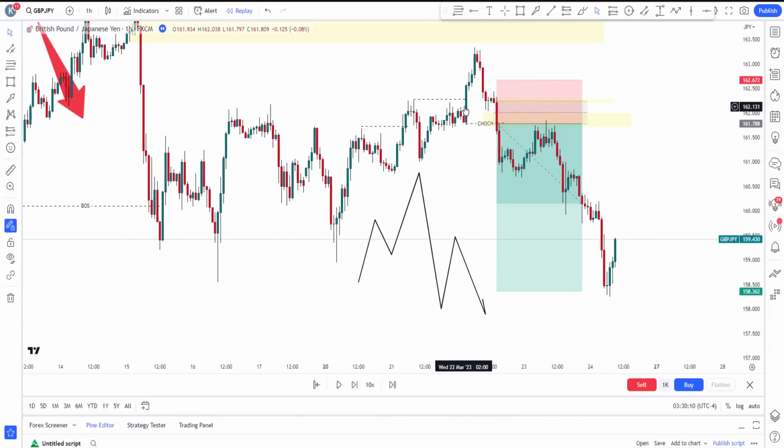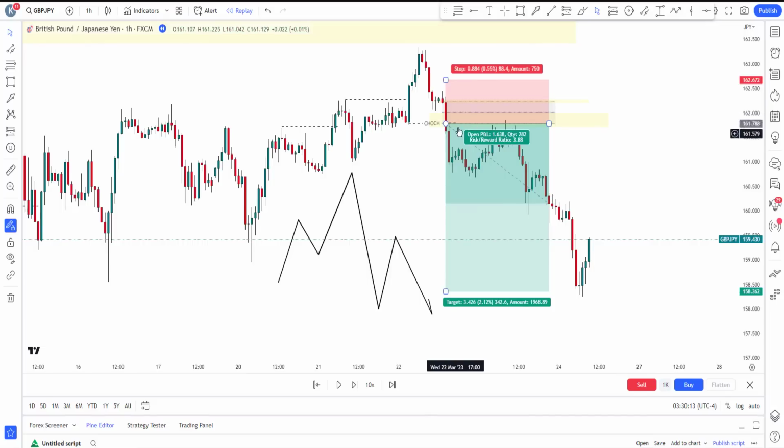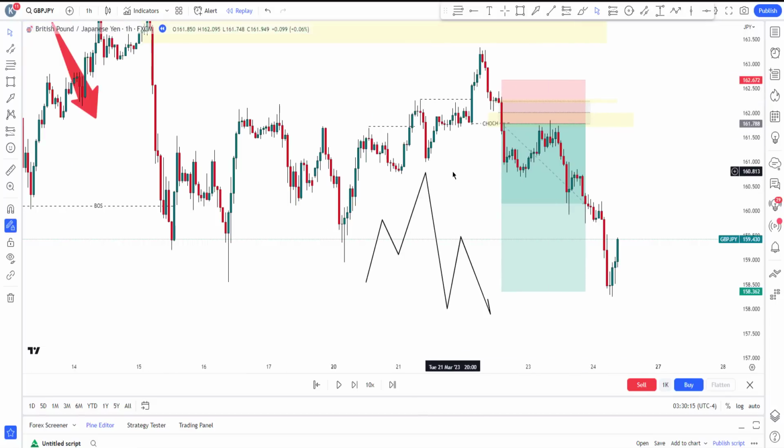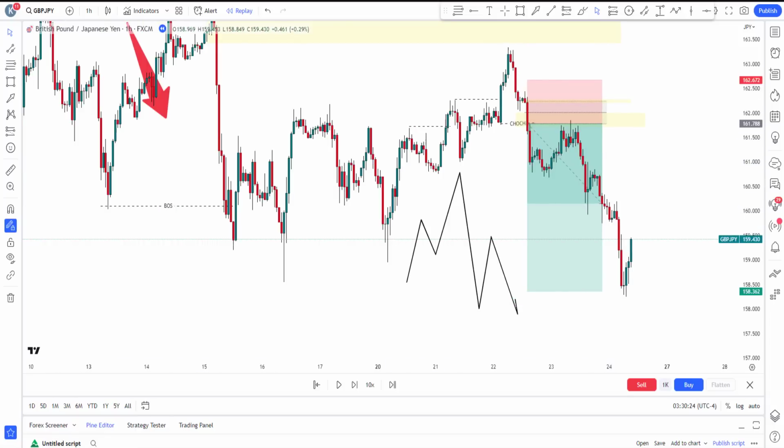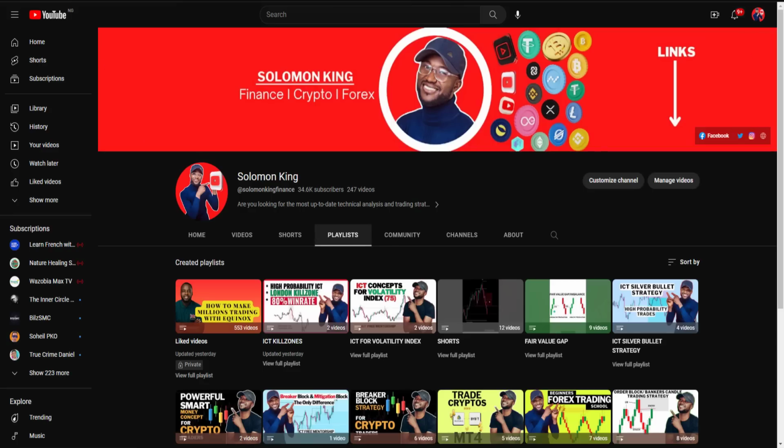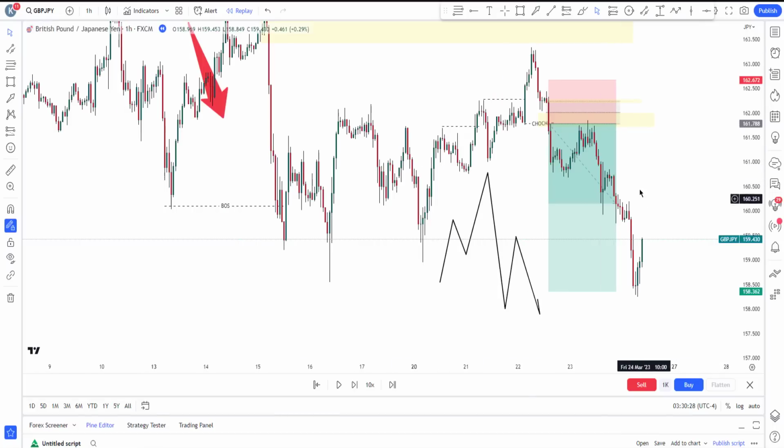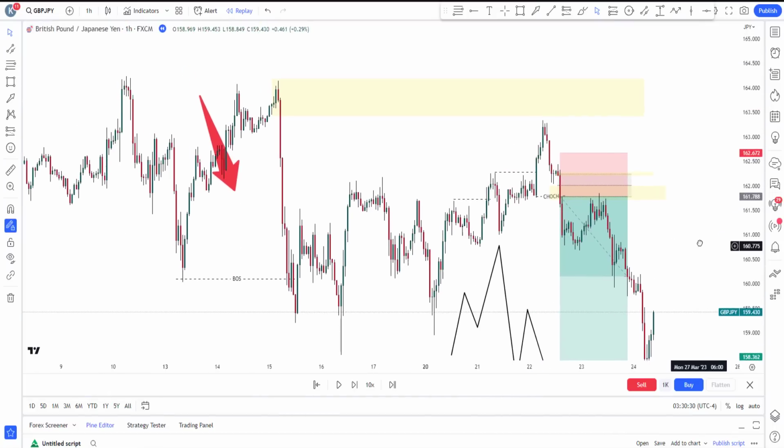We have a breaker block right here and we have a fair value gap. Now, to get an explanation about breaker block, I know it's the only thing you will find difficult in understanding. Please watch those videos I showed you right on this playlist, okay, so that you can get everything I'm explaining. So this is the kind of entry you want to watch out for.